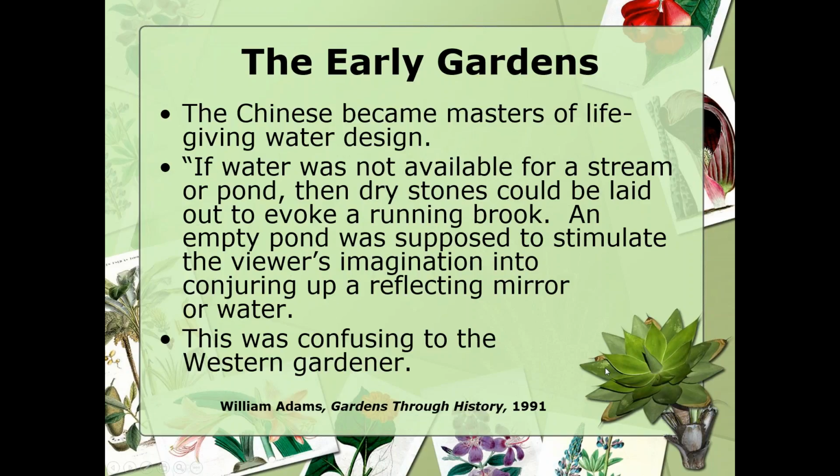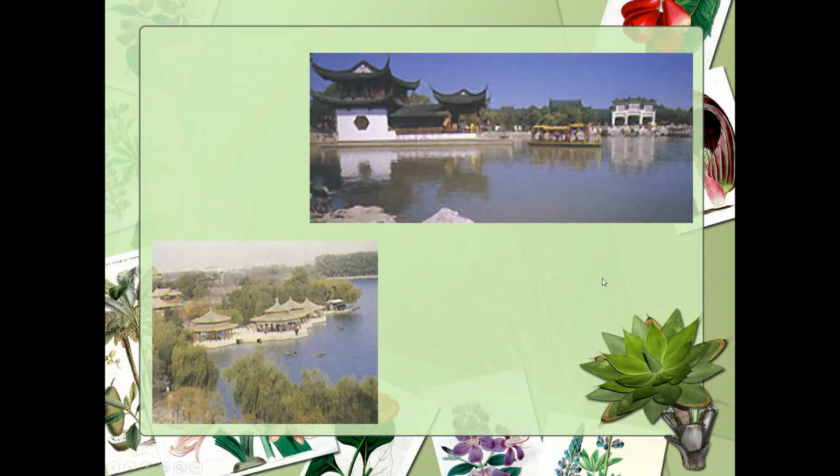The Chinese became masters of life-giving water design. Here, if water was not available for a stream or pond, then dry stones could be laid to evoke a running brook. An empty pond was supposed to stimulate the viewer's imagination into conjuring up reflecting mirror water. This was confusing to the Western gardener. So we're all over here like, what? I just don't see it. But they're very much into symbolism and understanding that they're evoking ideas through other concepts. They're working with what they have.